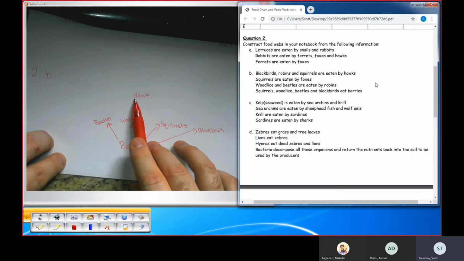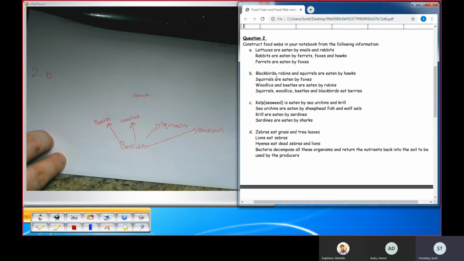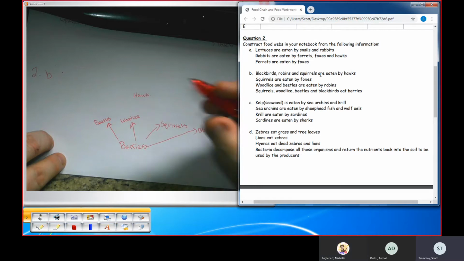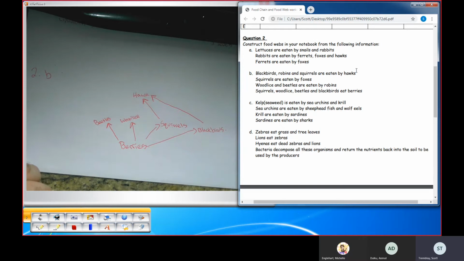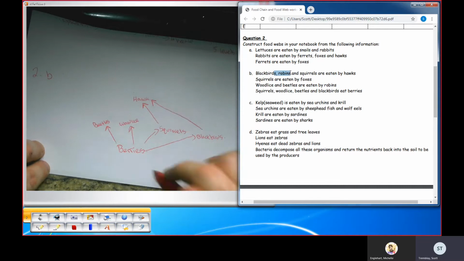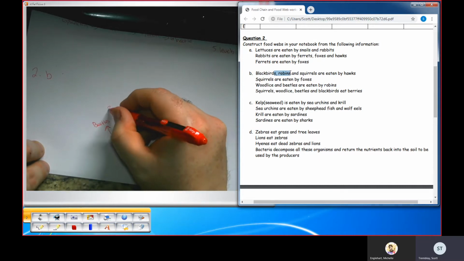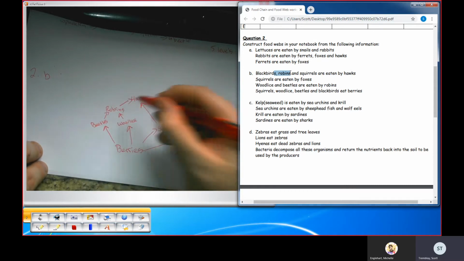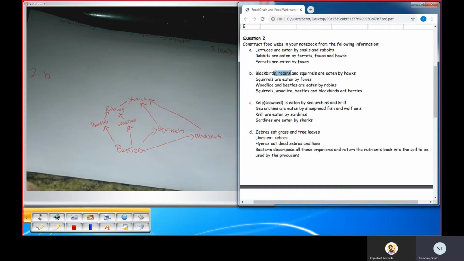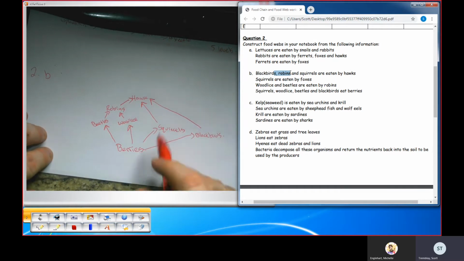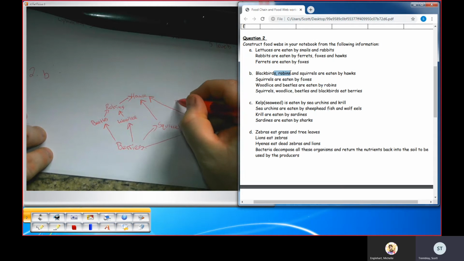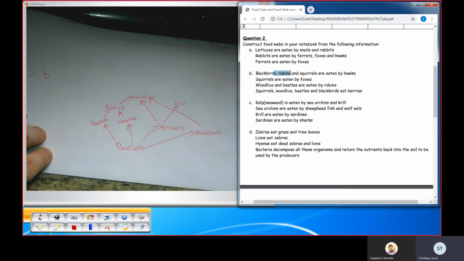So the hawk is now eating blackbirds, robins, and squirrels. So squirrels are here, blackbirds are here. Now, we don't really know where robins are in it, but we know the woodlice and the beetles are being eaten by the robins. So we can't put the robins down where the blackbirds are because they're actually up here. Robins are eating those, and that's also going to the hawk. And then the squirrels are being eaten by foxes. So we don't know where the foxes are related to the hawk, right? So we're just going to put the foxes up next to the hawk, and they're being fed there.